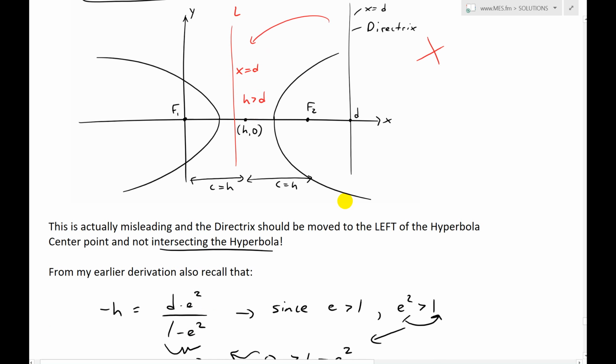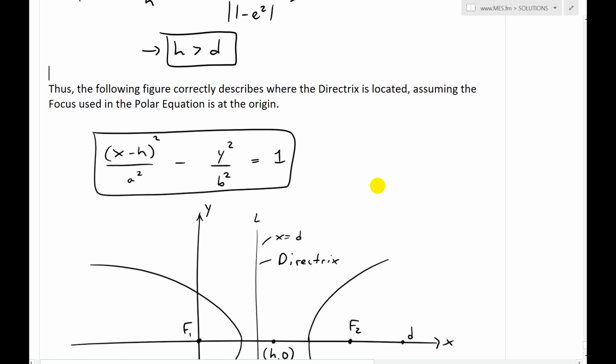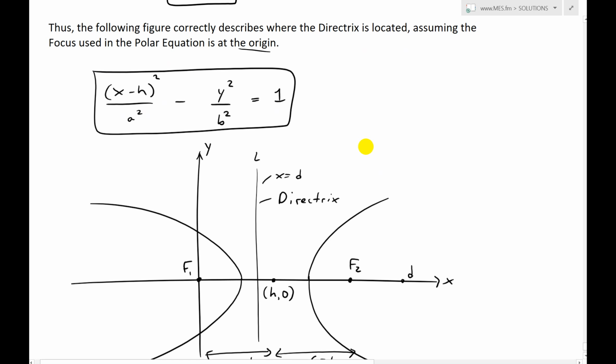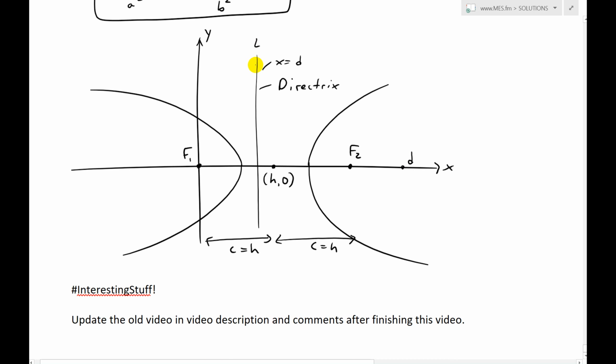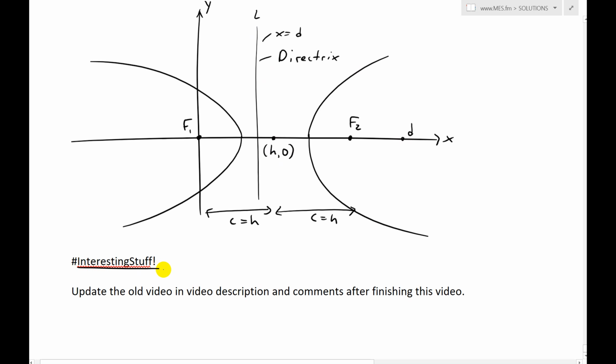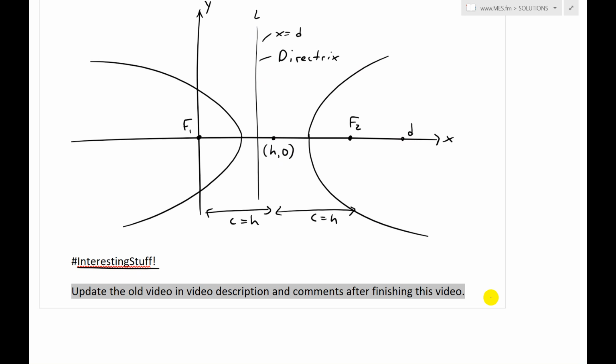So very fascinating stuff. Thus the following figure correctly describes where the directrix is located, assuming the focus used in the polar equation is at the origin. Here, recall from my derivation, the polar equation gives a shifted horizontal hyperbola, x minus h squared divided by a squared minus y squared divided by b squared. And then there is a directrix to the left of h and 0, the center, like that. Absolutely fascinating stuff. And this was actually a note I gave to myself.